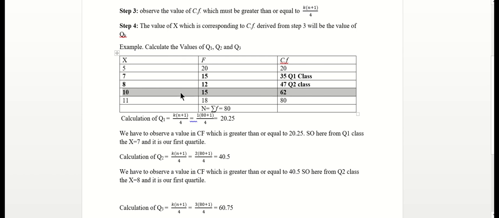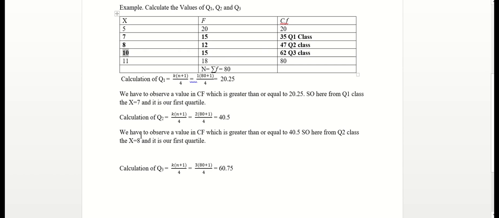So this is our Q3 class. This is Q3. So Q3 here is 10, right? The value which is greater than 60.75 we need to find, and Q3 here is 10. This is the third quartile.